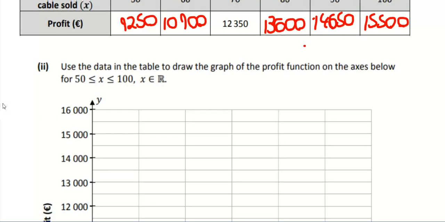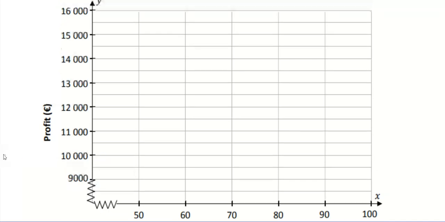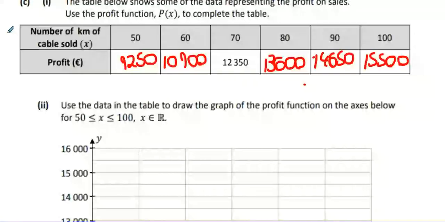Okay, 50, 9,250. What's this going up in, lads, you reckon? 2 blocks is worth 1,000, isn't it? So there we agree that it's gone up in 500s. So this mark here would be 9,500. This mark up here would be 12,500. My first one is 9,250. That's halfway between 9,000 and 9,500. So I'm right there.